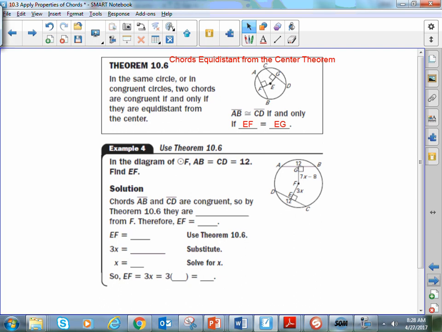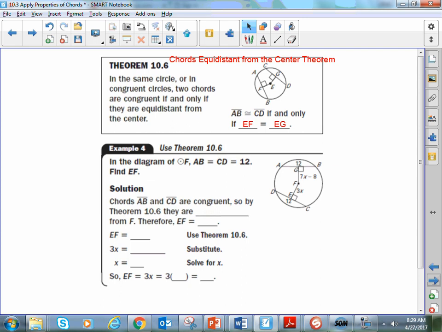Now this is kind of the last theorem that we're really going to be taking a look at in this unit, or in this section I should say. Here, if I have congruent chords, then the chords themselves will be the same distance away from the center of the circle. Again, we could write the converse of that, saying that if I have chords that are the same distance away from the center, then those chords have to be congruent to each other. And that's kind of what we're seeing in the example.